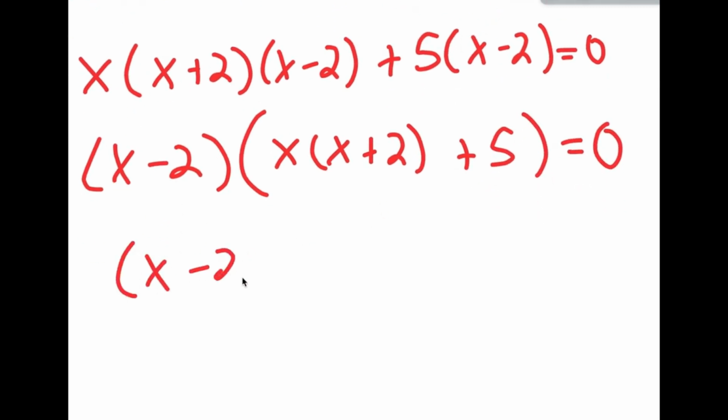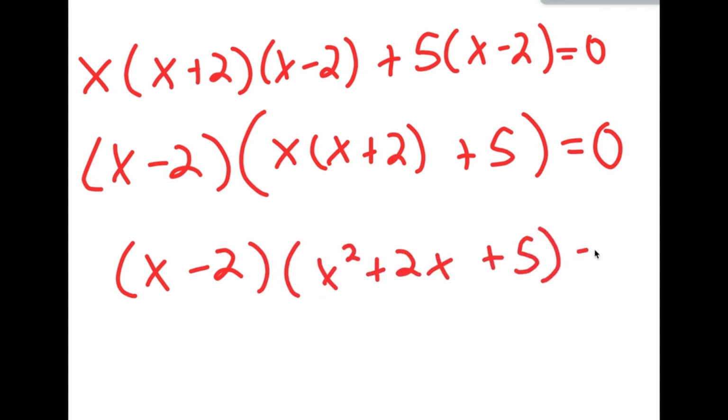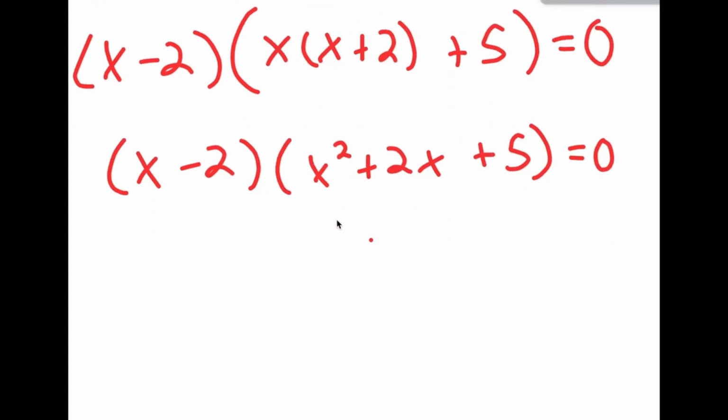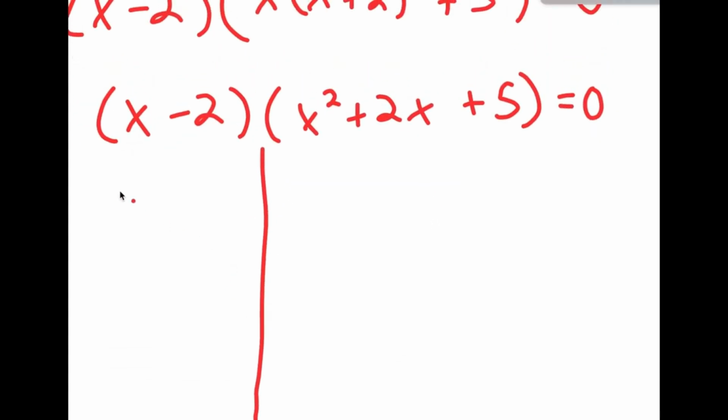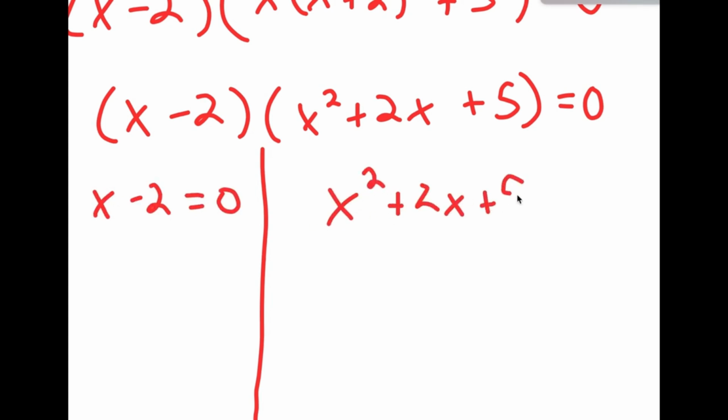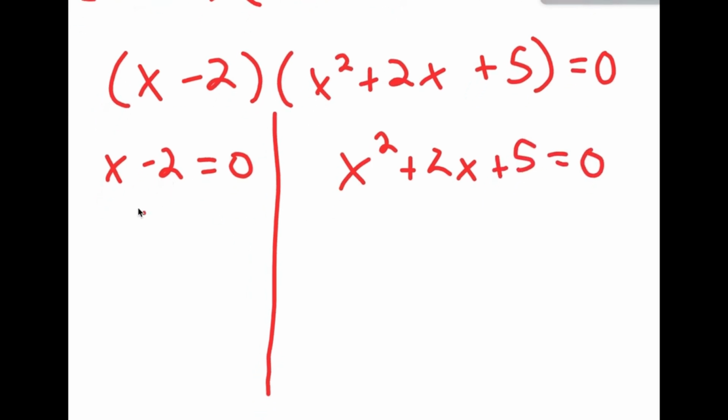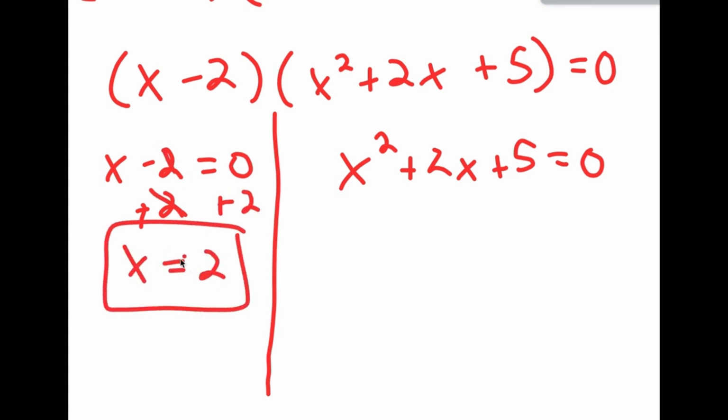And this simplifies to x minus 2 times x squared plus 2x plus 5 is equal to 0. Now this gives me two equations. I get x minus 2 is equal to 0, and I get x squared plus 2x plus 5 is equal to 0. Well, for x minus 2 equals 0, I can simply add 2 on both sides, so I get x equals 2. And we already got the solution by guessing at the start.